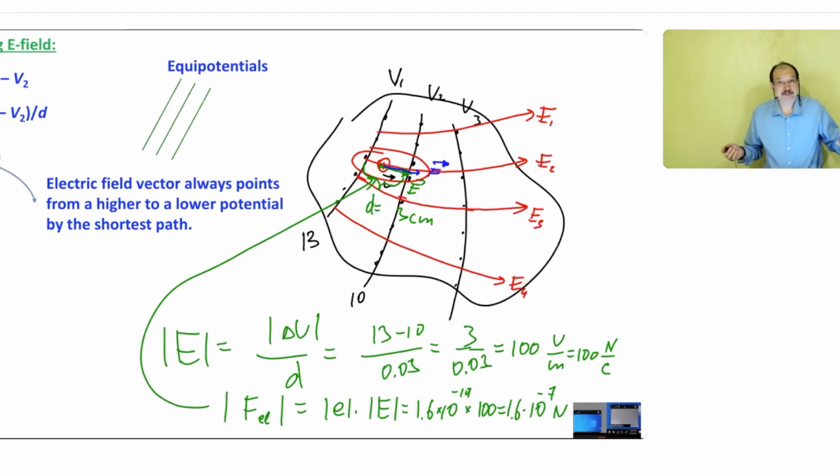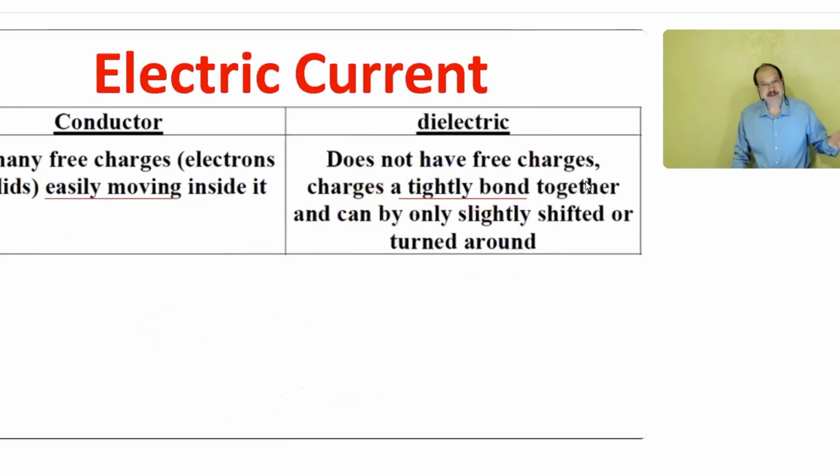And if the electron is not bound to anything, it should start moving. In what direction? Up, opposite to the field, because as we know, an electron is negative, so the force acting on it should be opposite to electric field. And if we have many electrons, they would begin moving in the same direction. And that's what we call electric current. Our next topic.